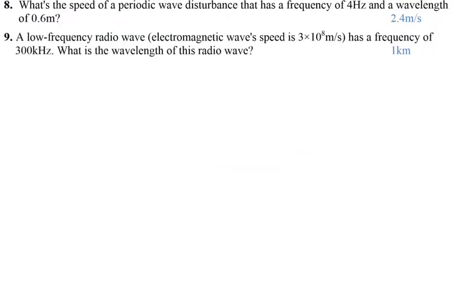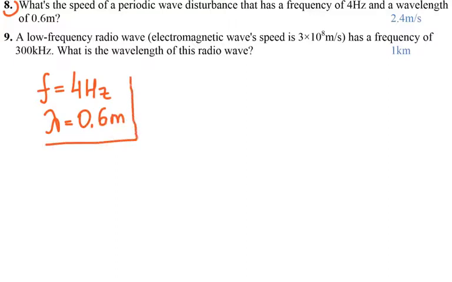For number 8, what is the speed of a periodic wave disturbance that has a frequency? So they give you the frequency. Frequency is 4 hertz. And the wavelength is 0.6 meters. And they ask you to find the speed. So the velocity of the wave is equal to lambda times the frequency. So that gives me 2.4 meters per second.